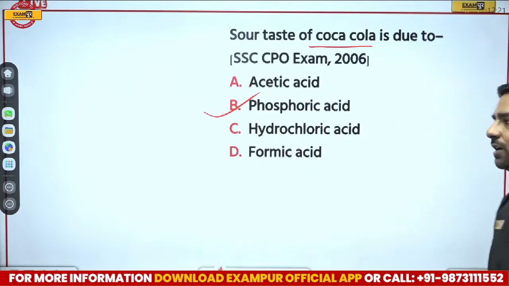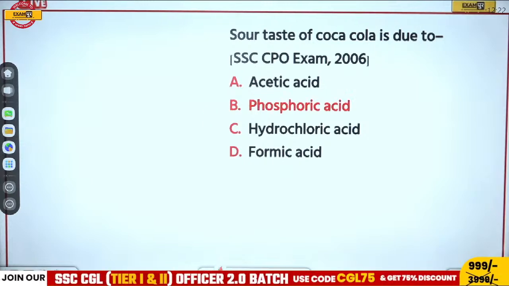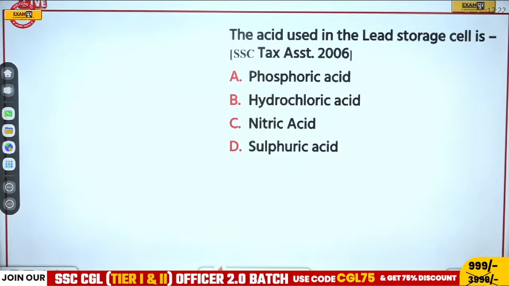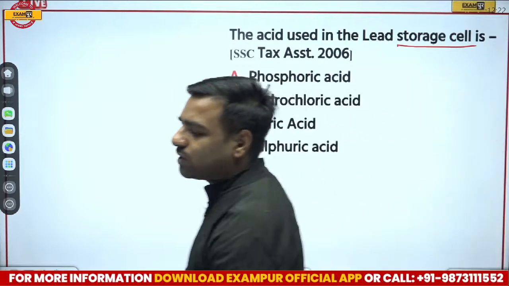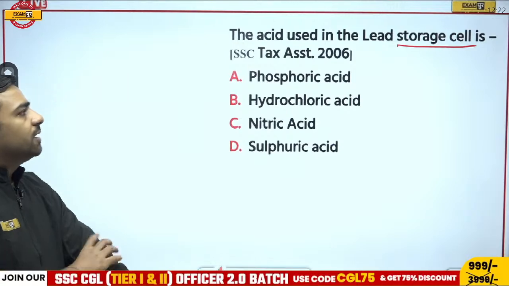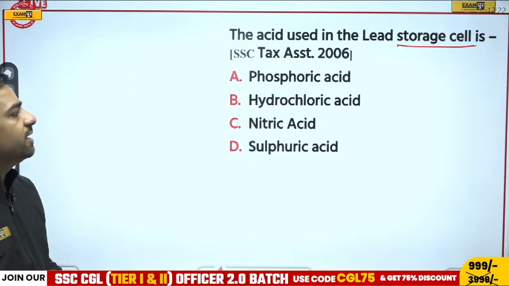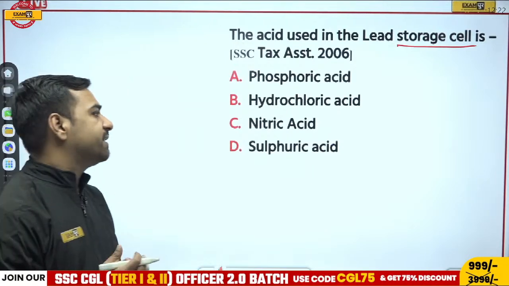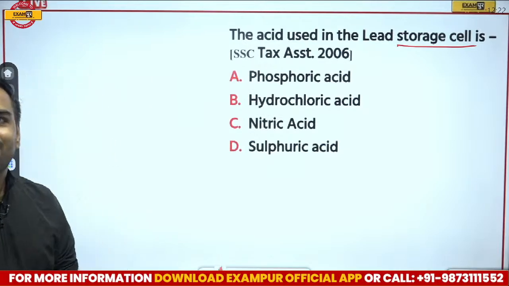Okay, let's move forward now. Next question we have. The acid used in lead storage cell is dash. So this is from SSC Tax Assistant 2006. What is the correct answer here? The acid which is used in lead storage cell, is it phosphoric acid, hydrochloric acid, nitric acid, or sulfuric acid? What is the correct answer?